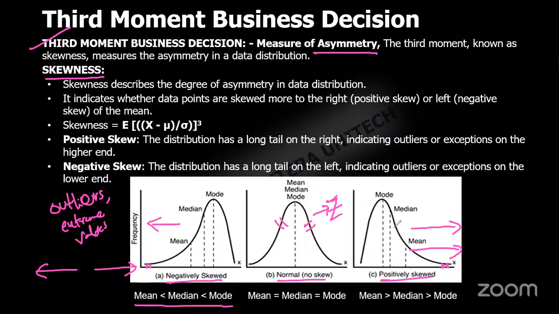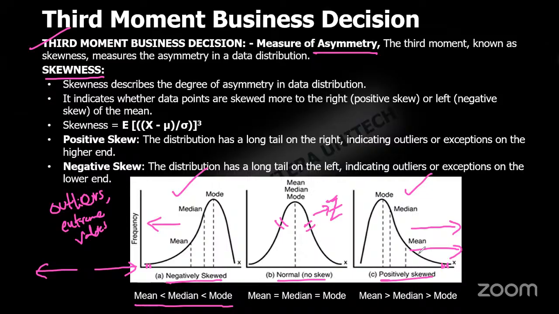But if I cut it at the center, will I get two identical parts? No. Here there is skewness. Here also there is skewness. This is called negatively skewed data and this is called positively skewed data. So that is what we can understand.